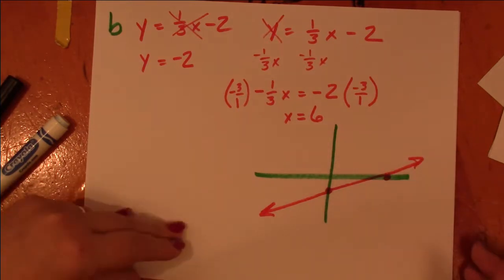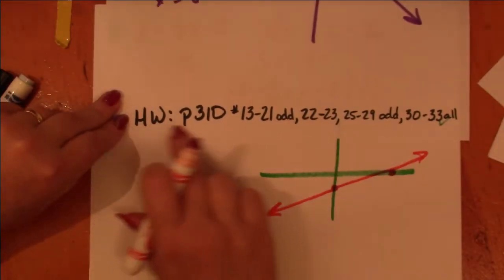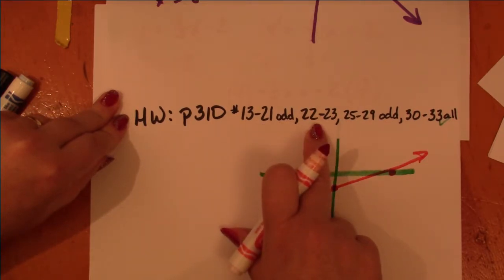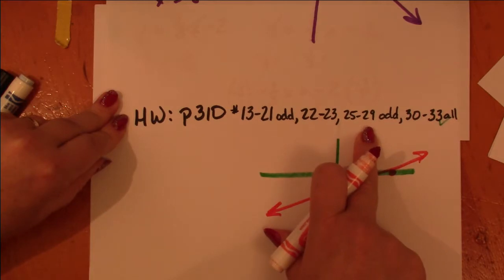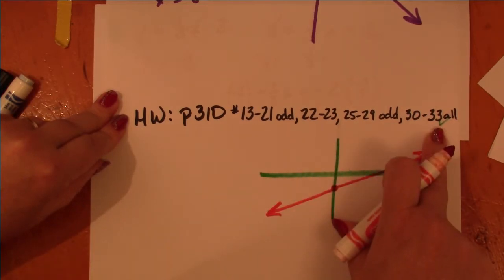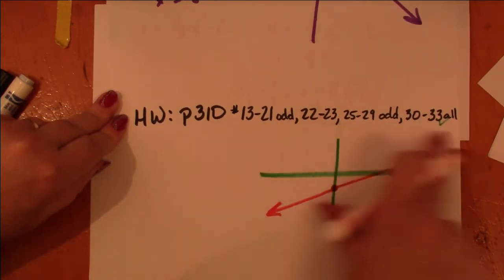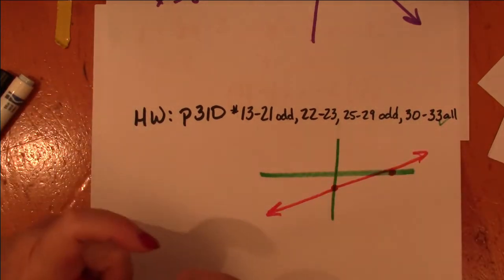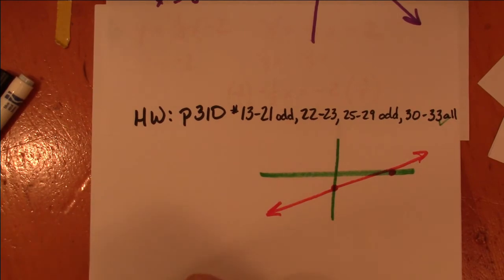Okay? Your homework for this section starts on page 310. You're going to do numbers 13 through 21 odd, 22 and 23, 25 to 29 odd, 30 to 33 all. That should get you through this section. Please make sure you ask me any questions if you have them, and I will see you next time.